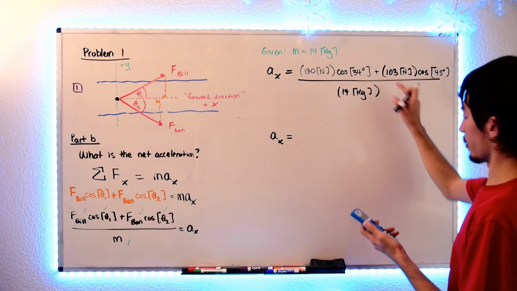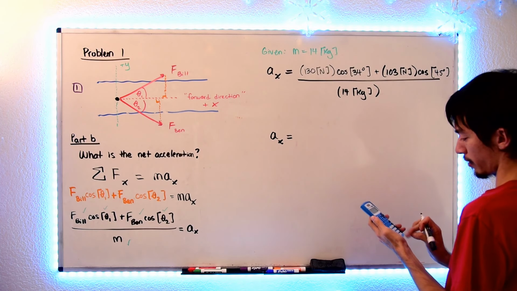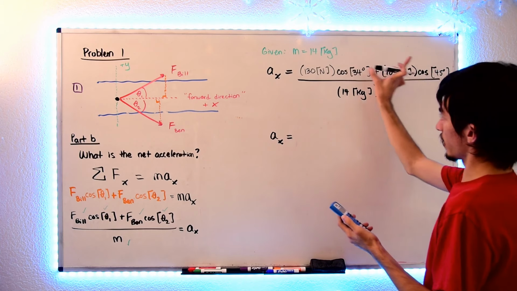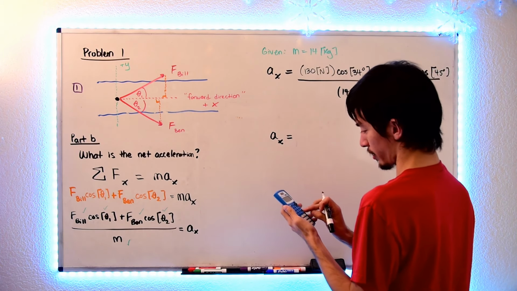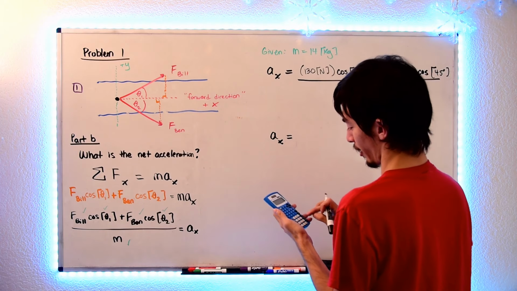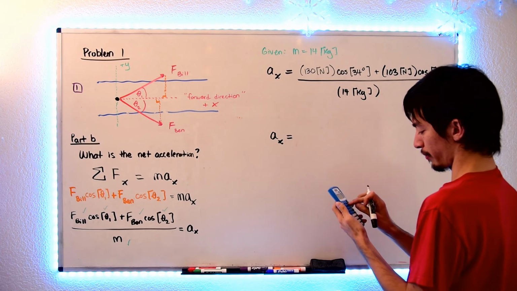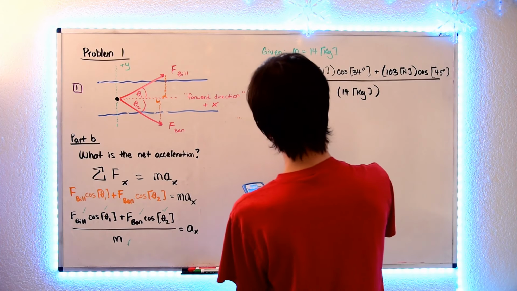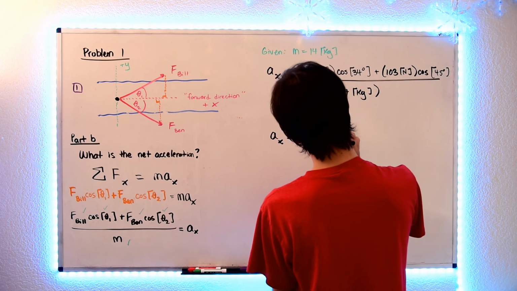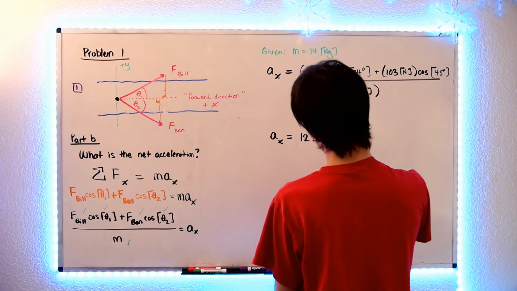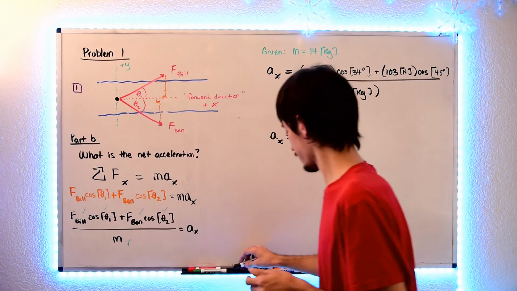Okay, so 103 times cosine 45 plus that term plus 130 times cosine 34. And then all of this divided by 14. Okay, so the acceleration is 12.9 meters per second squared. Awesome. Cool.